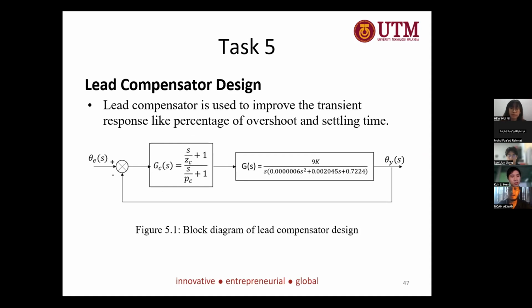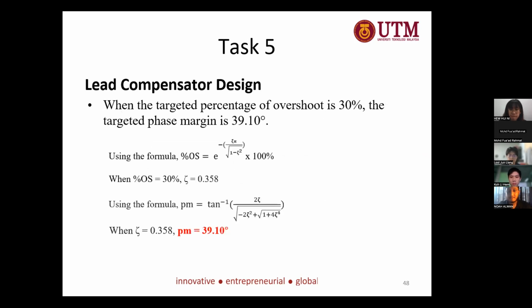Thank you. So here we have task 5, which is to design a lead lag compensation. Here we have the lead compensator design, which is used to improve the transient response, like percentage overshoot and settling time. We can see here in the figure the closed loop block diagram of the lead compensator. Next. Here we have selected the specification from task 3 as requested, where we got 30% overshoot for the targeted phase margin, which is 39.10. And since our steady state error is 0, we will not do the lag compensator, which is not compulsory. We'll only do the lead compensator.